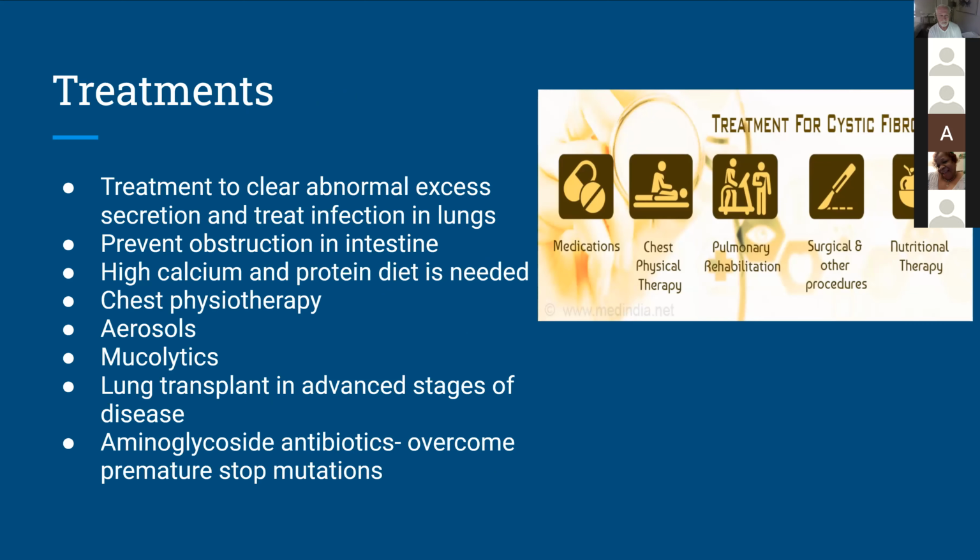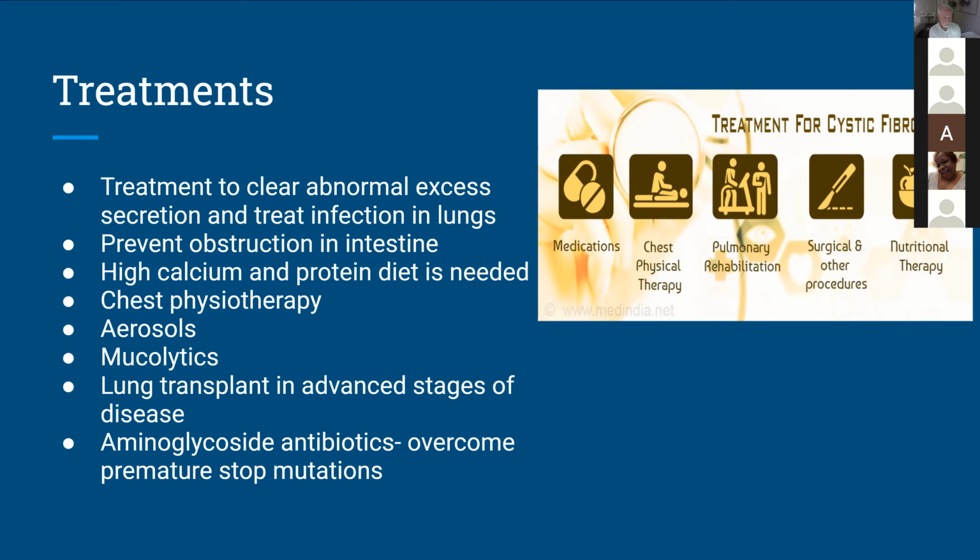For the treatment, treatment to clear abnormal excess secretion and treat infection in the lungs. Prevent obstruction in the intestine. A high calcium and protein diet is needed. Another diet is one low in fat and high in sodium. Chest physiotherapy is used to improve respiration. Aerosols and mucolytics. Another treatment is a lung transplant in advanced stages of disease.